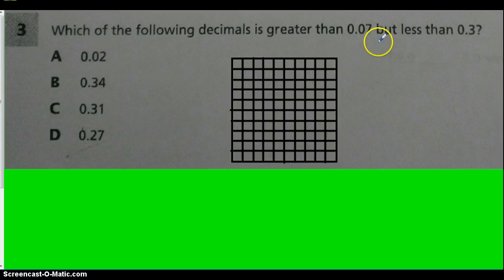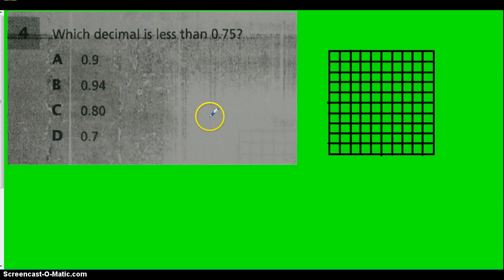Which of the following decimals is greater than 7 hundredths but less than 3 tenths? So we need to go anywhere between 7 hundredths and 3 tenths. Well, 2 hundredths is less than 7 hundredths, and it has to be greater. 34 hundredths is more than 3 tenths because 3 tenths is equal to 30 hundredths. 31 hundredths is more than 3 tenths, which is 30 hundredths. So the only one that works is 27 hundredths because it's less than 30 hundredths or 3 tenths and more than 7 hundredths.